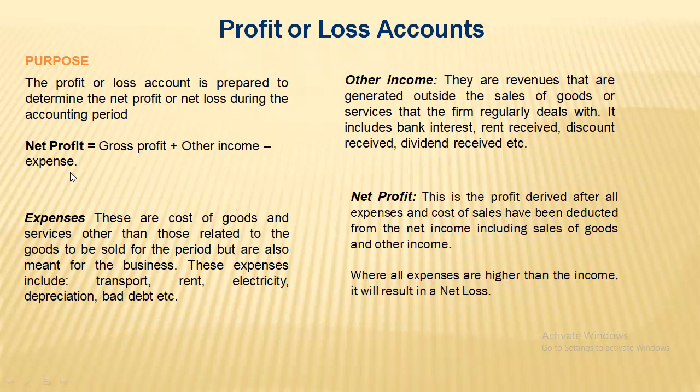So the first one is net profit. Now, net profit is a function of our gross profit plus other income. I'm going to explain what other incomes are. Then we less our expenses, the expenses that we're talking about in the previous slide. That is the general and administrative expenses. So what are expenses? These are cost of goods or services that are not related to the products, not related to the cost of the products.